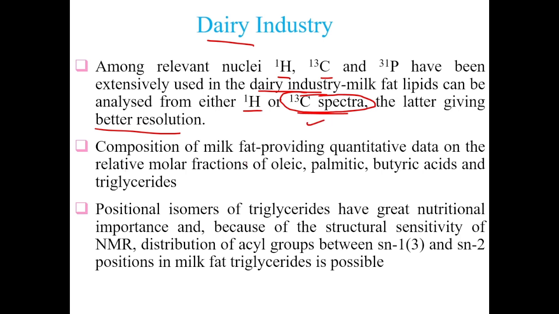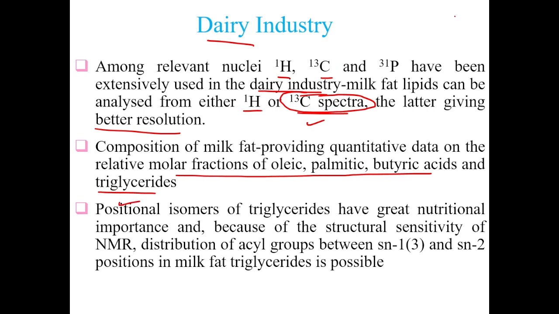Coming second is the composition of milk fat, providing quantitative data on the relative molar fraction of oleic, palmitic, butyric acids and triglycerides. We know that in milk fat we have so many fatty acids, from C4 to C24. So these fatty acid molar fractions can be determined using NMR. And then also the positional isomers.